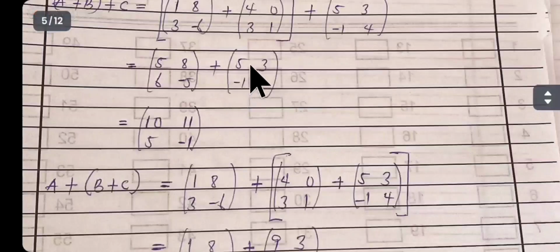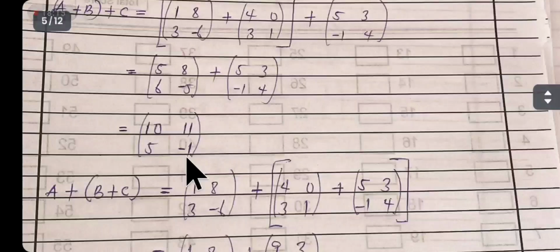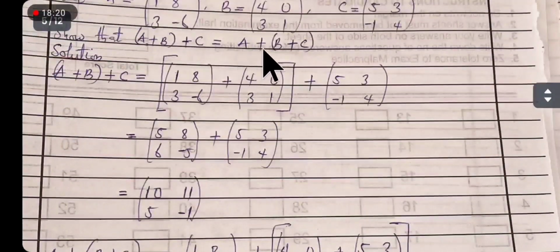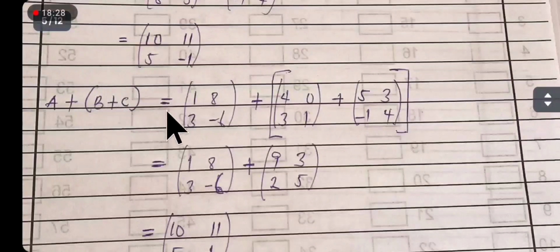Okay, so 5 plus 5 is 10. 8 plus 3 is 11. 6 plus minus 1 will give us 5. And then minus 5 plus 4 gives us minus 1. So A plus B, all in bracket, plus C is equal to 10, 11, 5, minus 1. So that is the left hand side. So let's look at the right hand side now. A plus open bracket, B plus C close bracket. Let's solve that now to see if we'll get the same answer. So this is the right hand side.